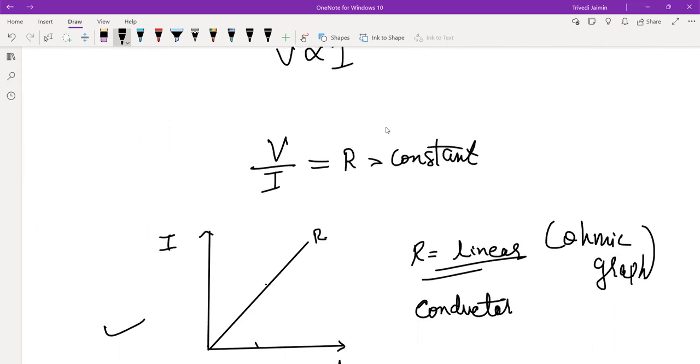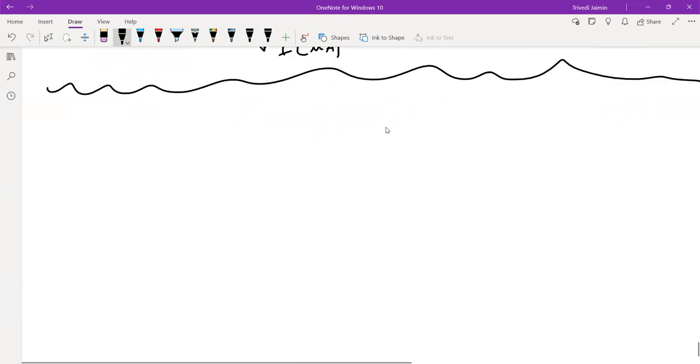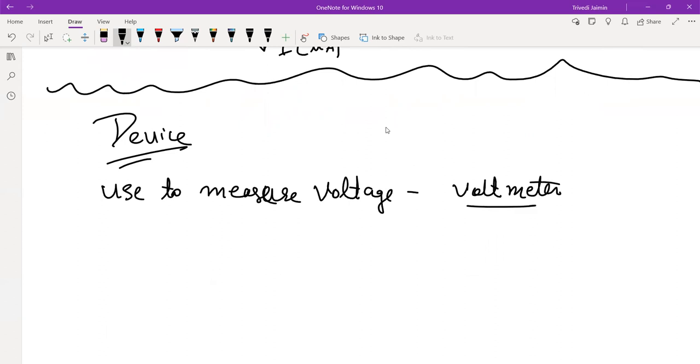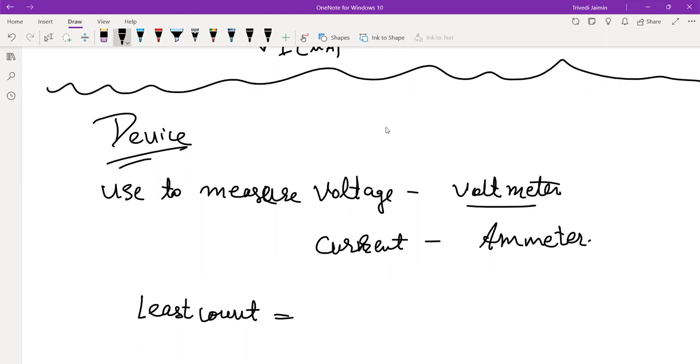So, are you clear with this linear graph? Yes, sir. Then let's talk about devices. The device used to measure voltage is the voltmeter. For current in a circuit, it is the ammeter. Generally, a voltmeter has a least count of 0.1 volt, and an ammeter also has 0.1 ampere.